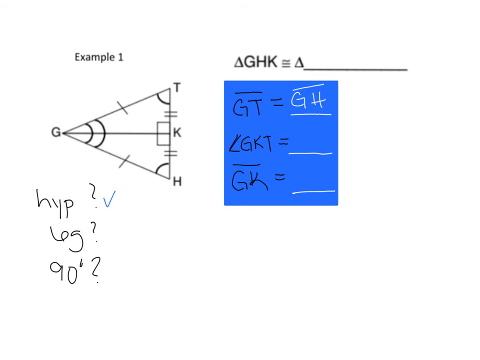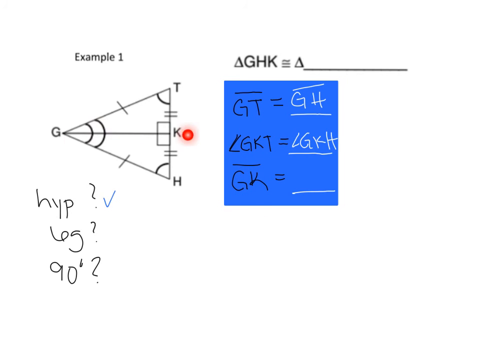GH, okay? Then I'm looking at angle GKT. Notice that's where the 90 degree is, which is very important. You have to have that. So the one that corresponds to that angle would be angle GKH, which also has the 90 degrees. All right, so far so good.